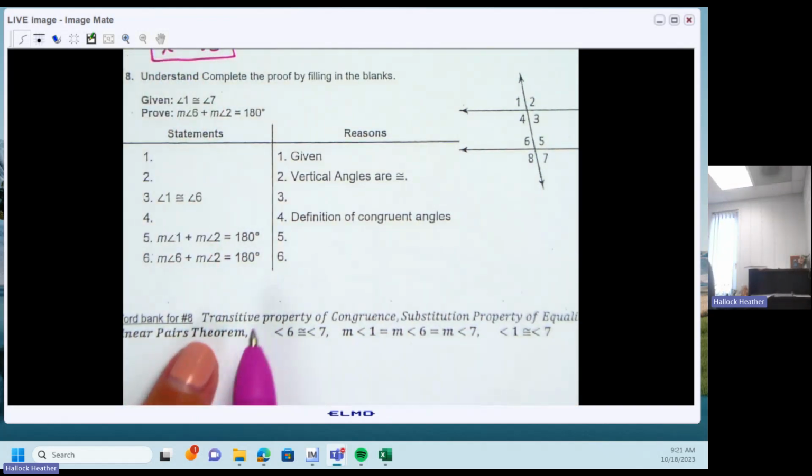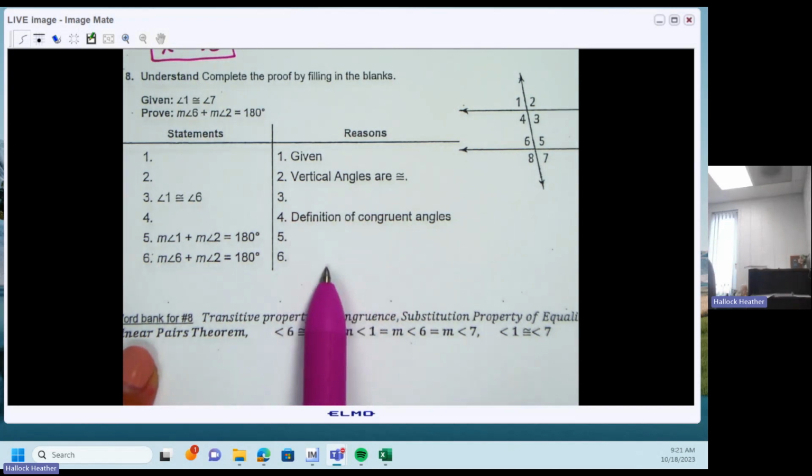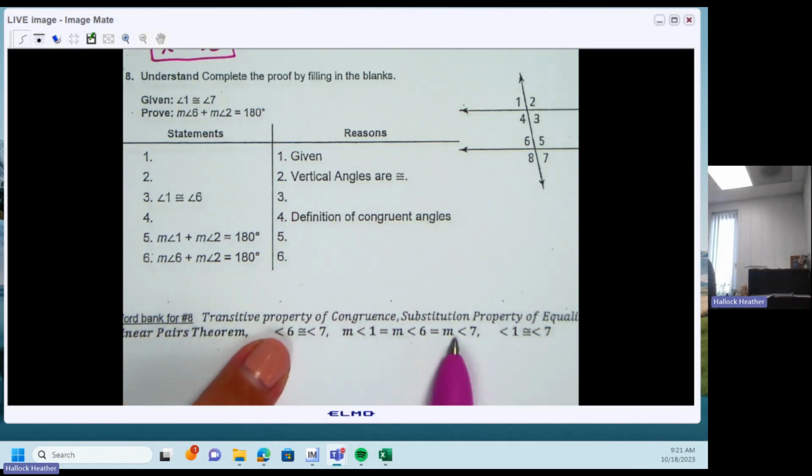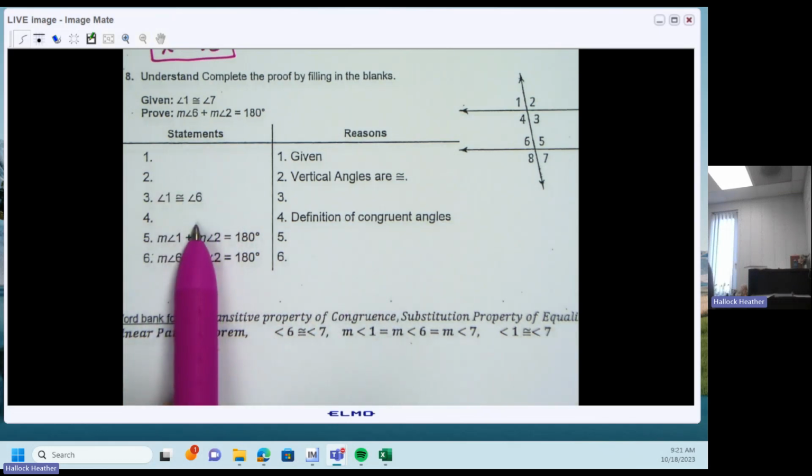So if you look, I have 1, 2, 3 words. I also have 3 blanks on the reason side, and I have 3 math looking things that are going to go on the left side for the statements. So from yesterday, what should the first one always be?